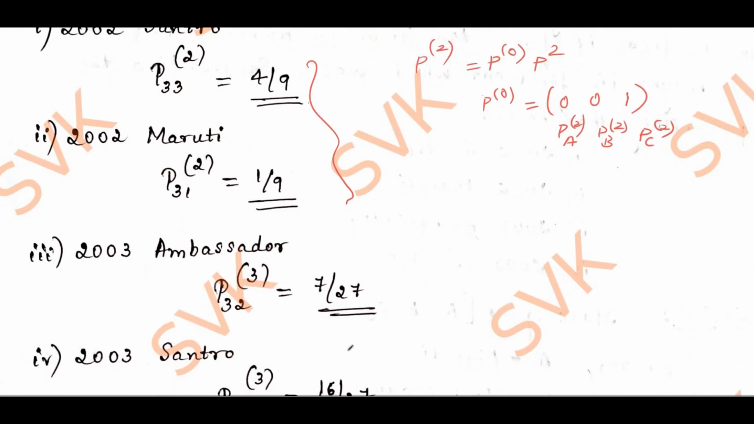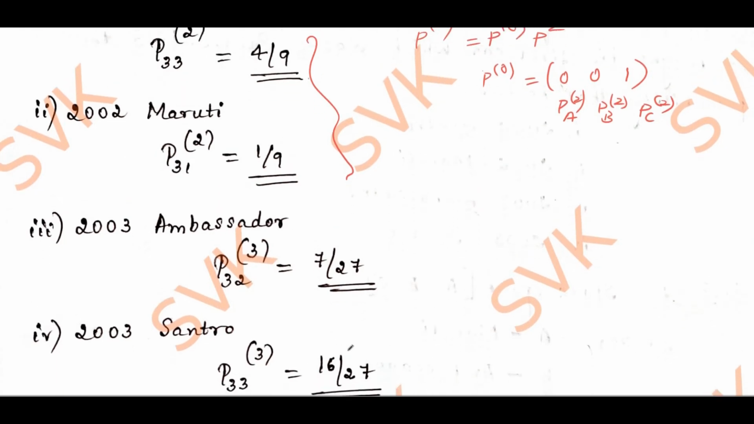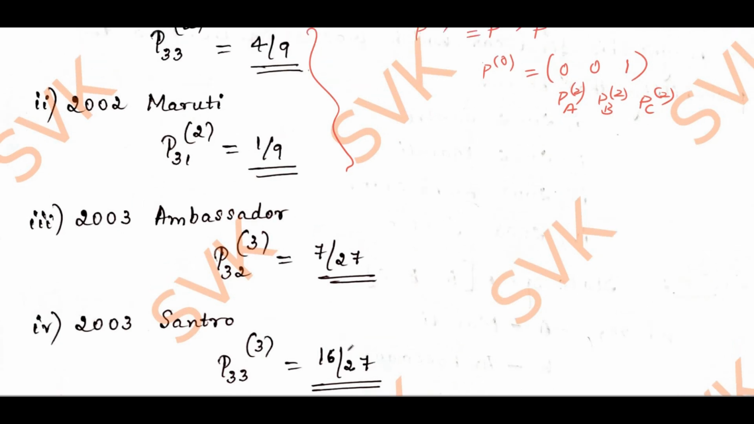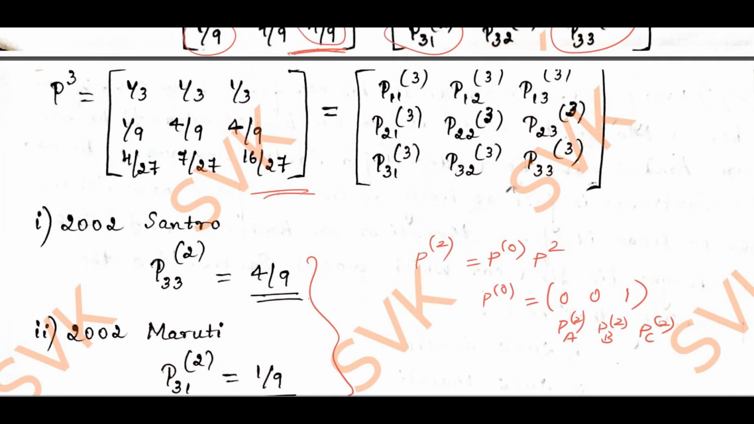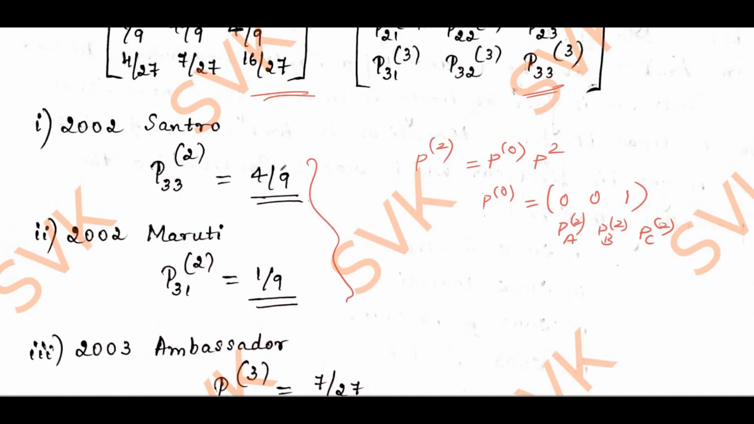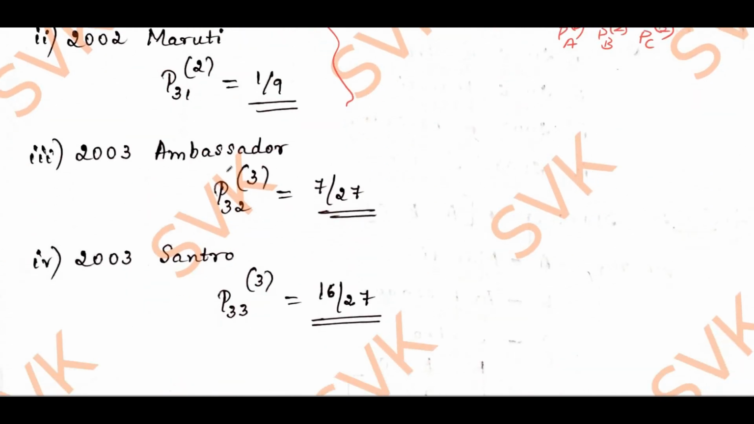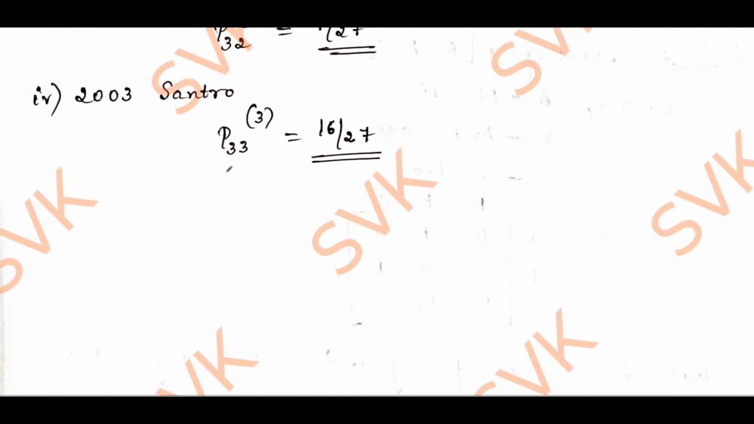Similarly for 2003, Ambassador and Santro are given by the respective values 7 by 27 and 16 by 27. This is how we can find it. See here, this is how I have substituted. I have shown here what the value will be mapped onto. You can just equate those values, and you will get the required answer for whatever the problem asks. So in the year 2003, Santro is 16 by 27, and Ambassador is 17 by 27 is the answer. So this is how to find out the Markov chain.